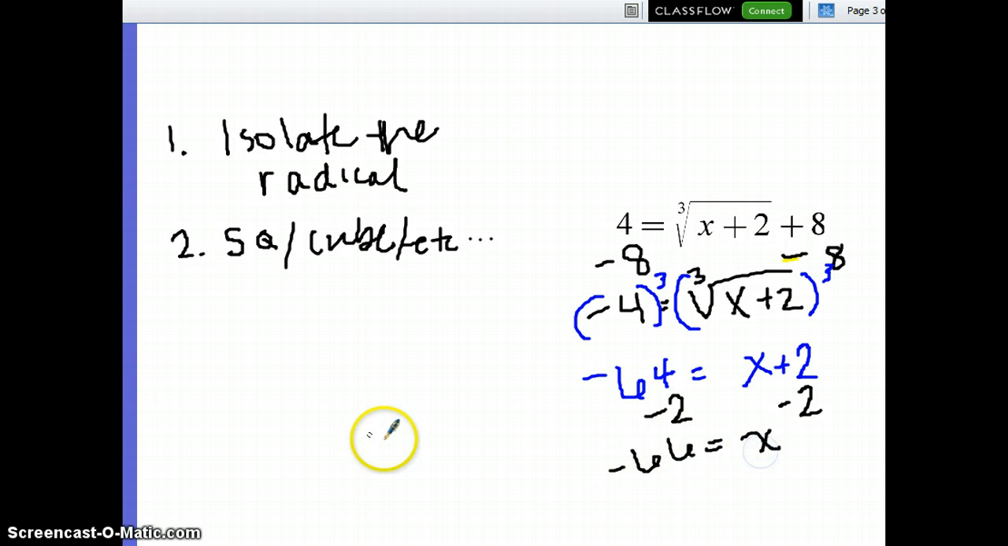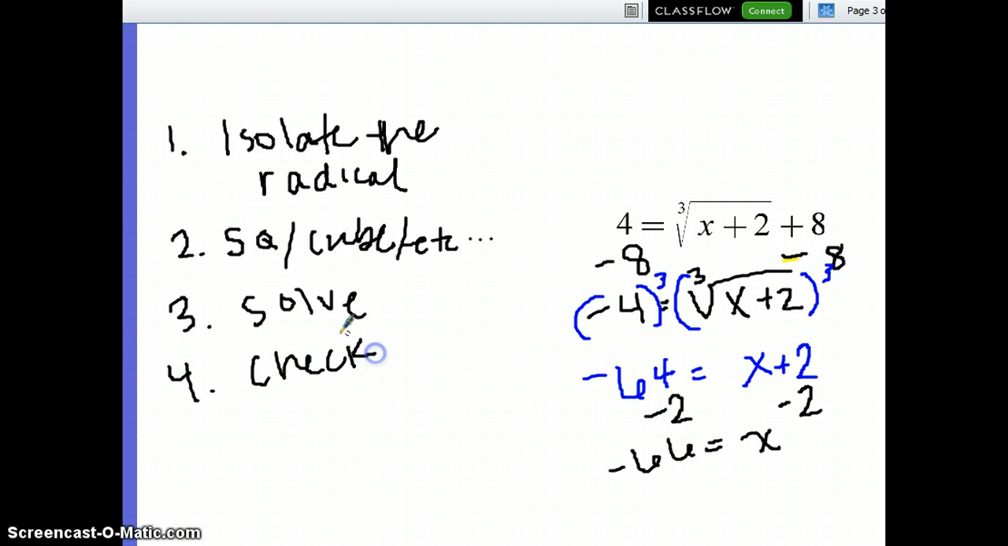Now, I did not do what my step 4 was on the last problem, and that was to check. So at this point I want you guys to check your answer. Plug it in and see if it works. Hit pause, check it, and then let me know.